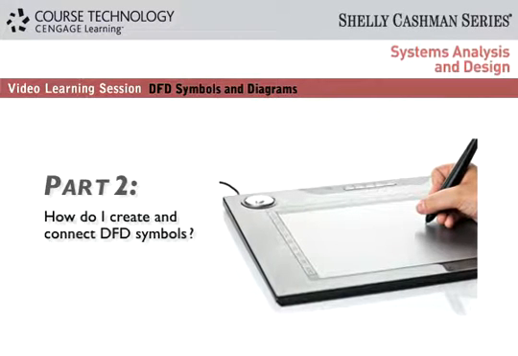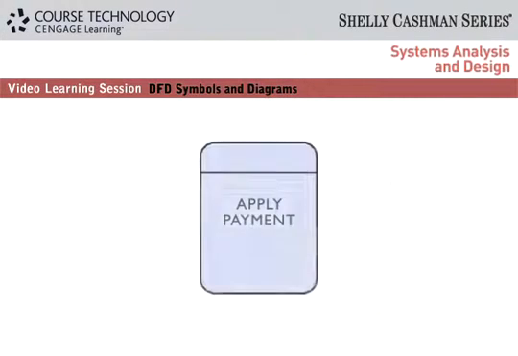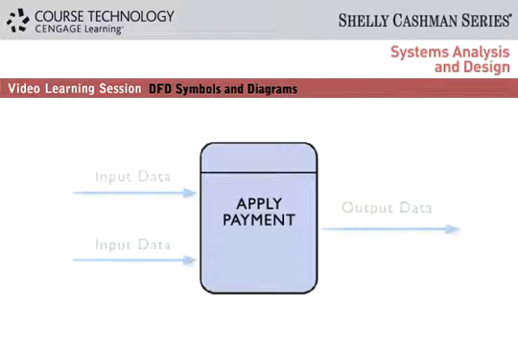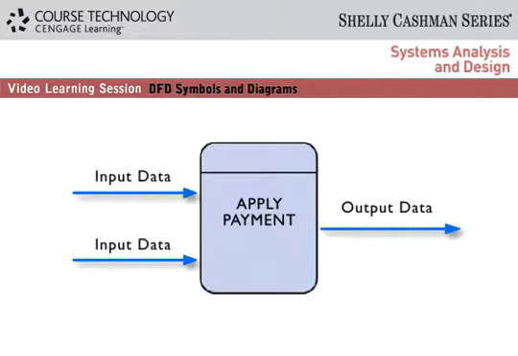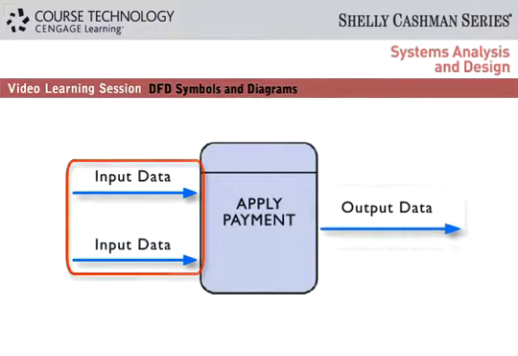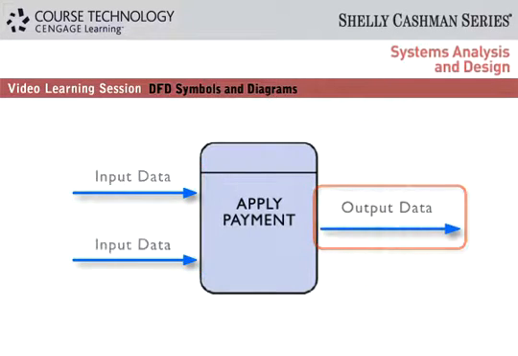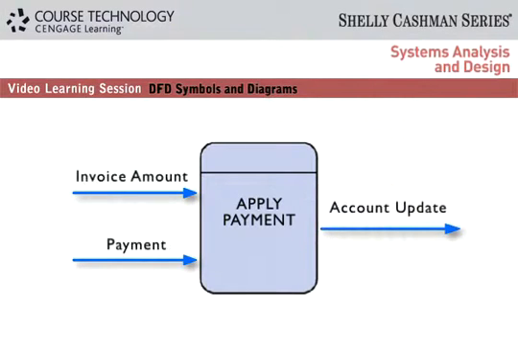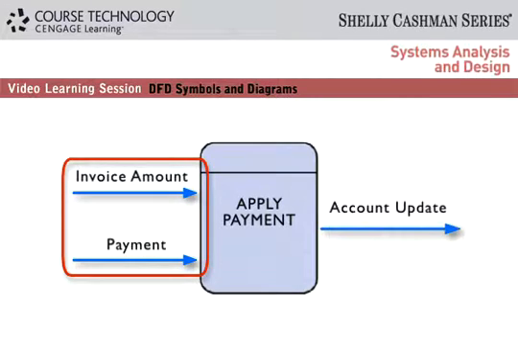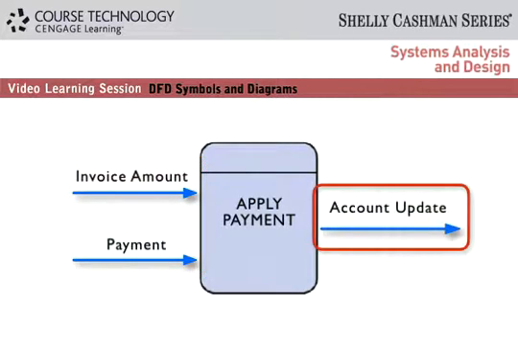We'll start with processes. A process performs one or more tasks or functions. Each process gets a number and a descriptive name. To function properly, a process needs one or more inputs and one or more outputs. Here's an example of input and output data. The apply payment process receives invoice amount and payment data and produces output called account update.